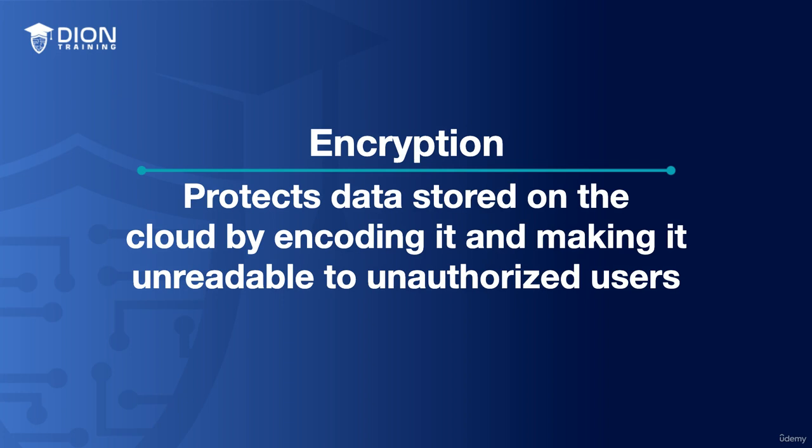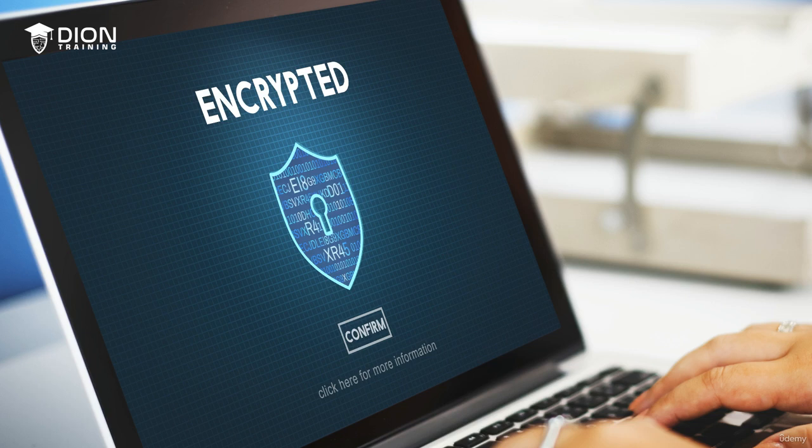Encryption is our next feature. Now, encryption is a feature that protects data stored on the cloud by encoding it and making it unreadable to unauthorized users. There are various encryption methods that could be used, including AES and RSA. A good example of this would be if your company stores customer data on a cloud storage service. They're going to want to use encryption to protect their customers' data from being accessed by any unauthorized users, and to do that, we will encrypt it using some kind of algorithm like AES.